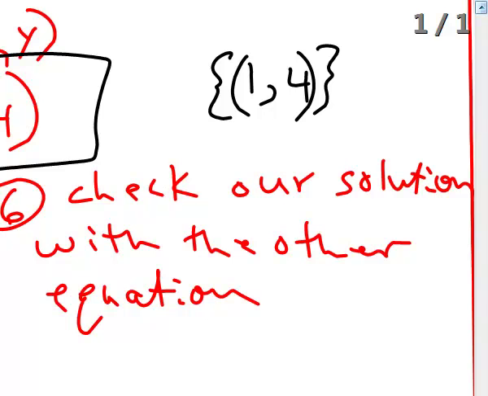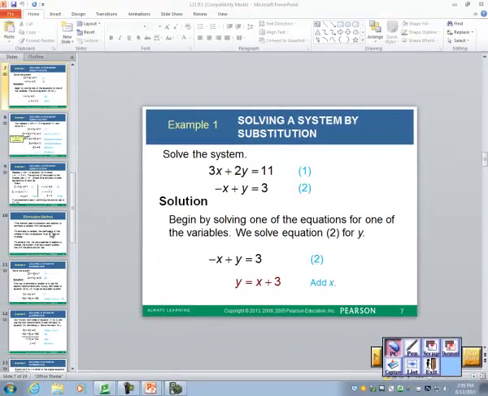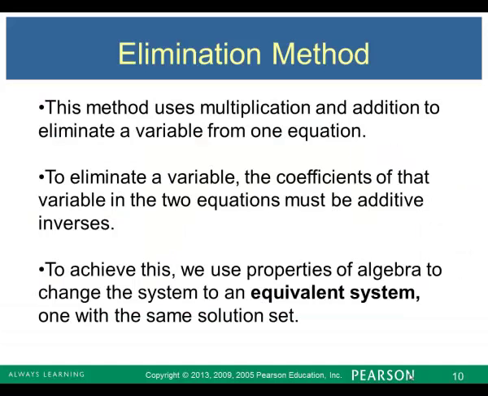All right, let's go back to our PowerPoint, and now we're going to take a look at the elimination method. Okay, and this method uses multiplication and addition. Instead of substituting in, you try to eliminate either the x variables or the y variables. Whichever one you eliminate, the coefficients have to be the same, but with opposite signs. Okay?